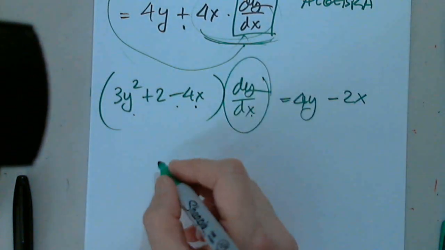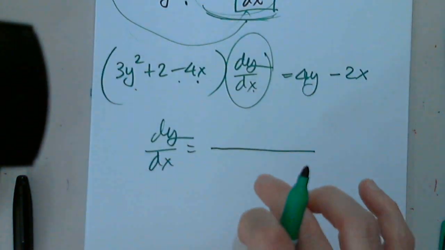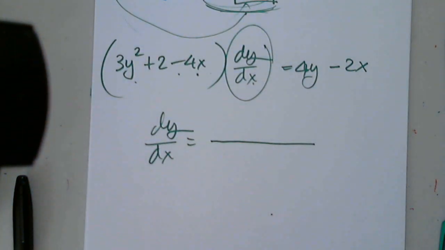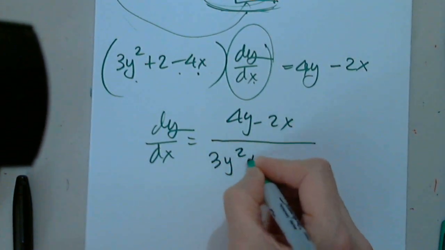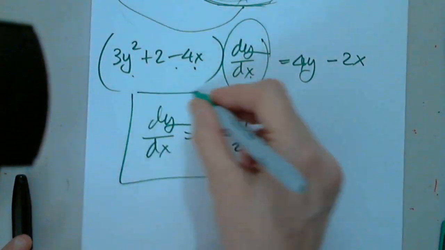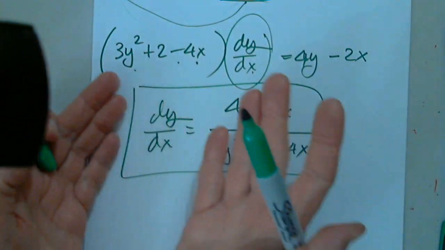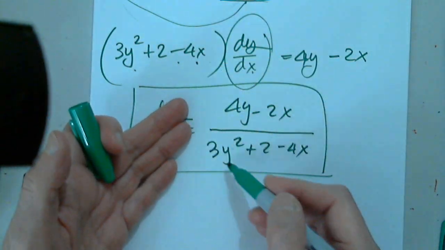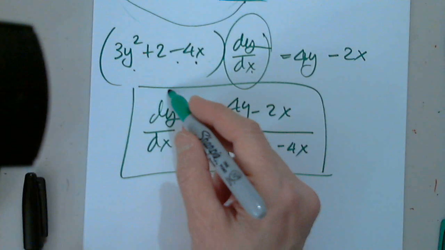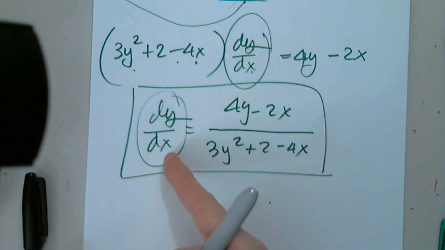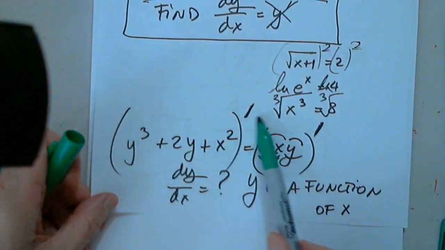Finally, we are solving for this. This is just algebra. Can anyone tell us what is at the top and what is at the bottom? 4y minus 2x on the top, and then 3y squared plus 2 at the bottom. Now, if you say, wait a minute, you found an expression for the derivative of y, but it still has y in it. Yep, that's fine. I don't have y. But I found a rate of change of y, an expression for it, given this equation.